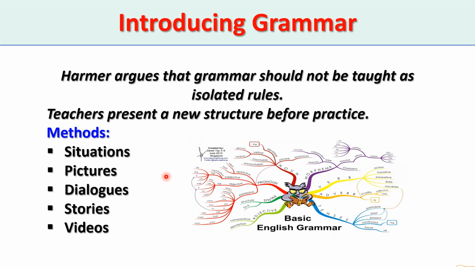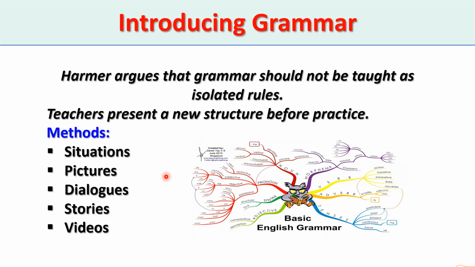Example, like the teacher shows a picture of students doing activities. And the teacher asks, what is he doing? A student answers, he is reading. Through the situation, students understand the meaning before learning the rule. And the teacher should show the pictures.